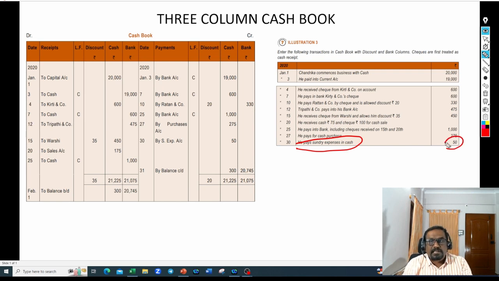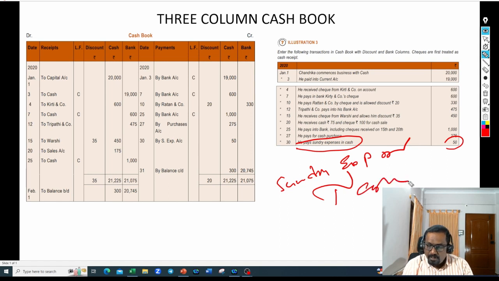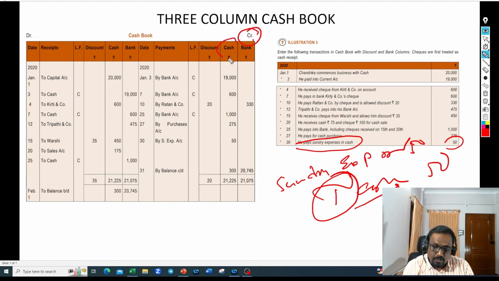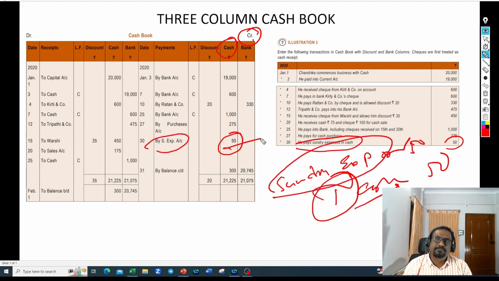Then he pays sundry expenses in cash, 50. Sundry expenses is nothing but an expenditure. All expenses and losses are supposed to be debited. So sundry expenses account debit and cash is going out, to cash account, 50 rupees. This is the entry. Cash account is credited, so on the credit side we need to write under which column? Cash column. So in the cash column we put 50 rupees and consider this as sundry expenses, 50 rupees. That's all. We posted all these transactions.